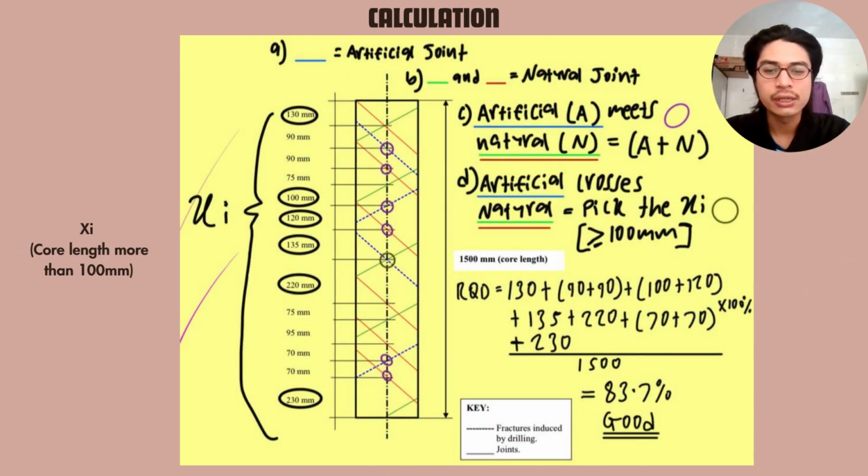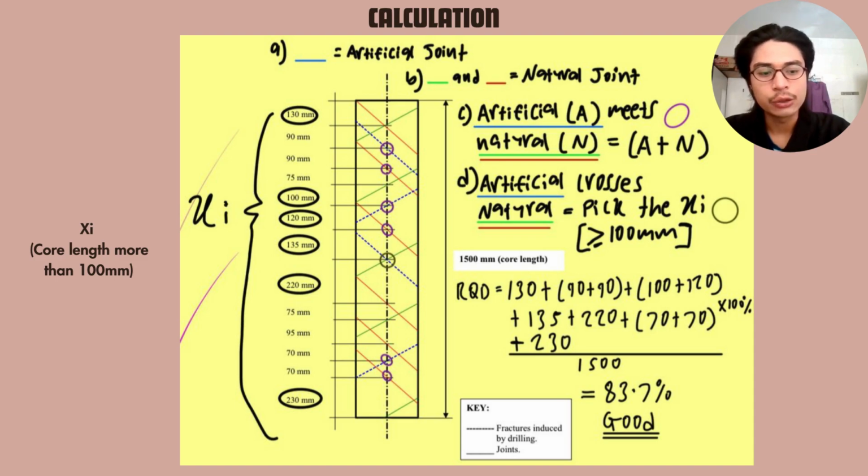Okay, here comes the calculation part of the RQD. First of all, let's talk about the left side of the core sample. For core length which is more than 100 mm, we indicate it as Xi. The blue line is an artificial joint, while green and red are both natural joints. If you notice, there are two circles which I've marked as purple and dark green. The purple circles indicate when artificial meets natural.